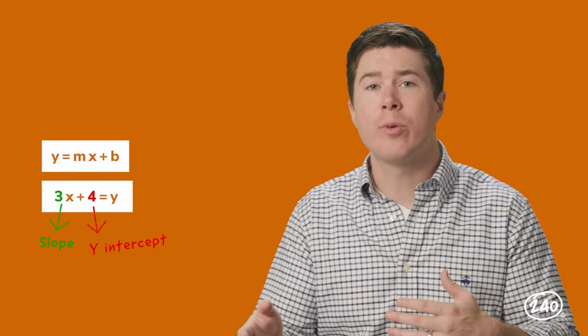In this equation, m is equal to the slope of the line on the graph, and b is the y-intercept. Hence the name slope-intercept form. So if you see the equation 3x plus 4 equals y, the slope is 3 and the y-intercept is 4.